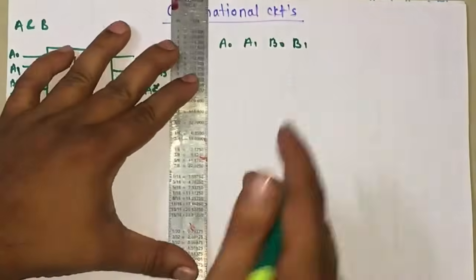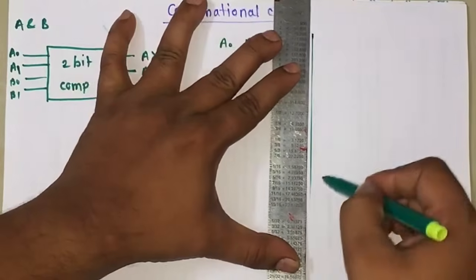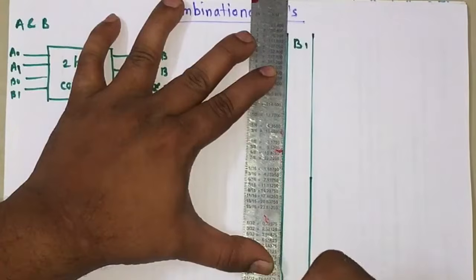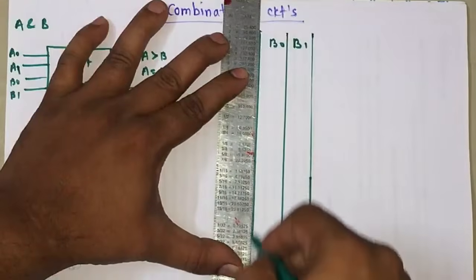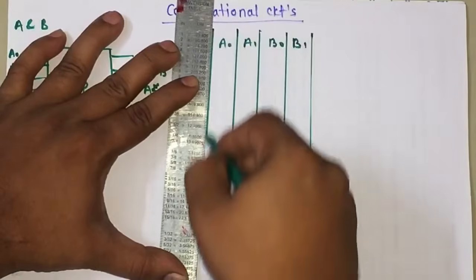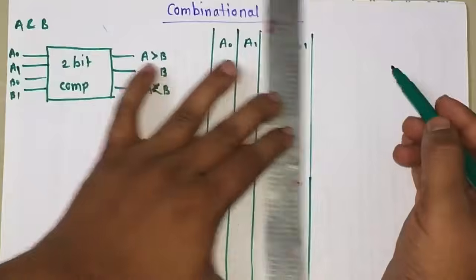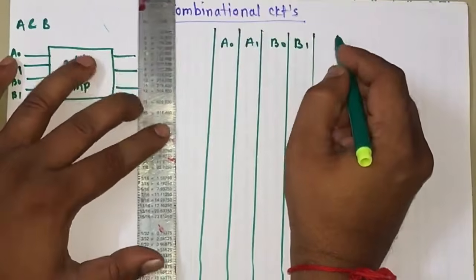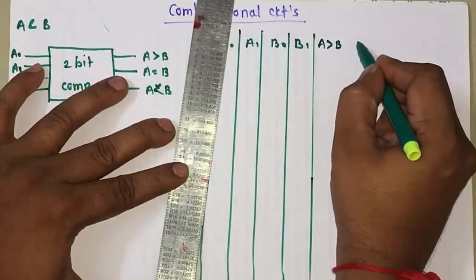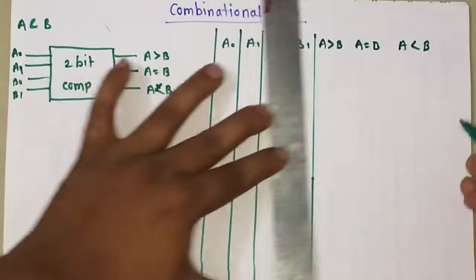Here I will draw the truth table for the 4 input variables. We will draw the table properly to avoid mistakes. Suppose here we have 3 outputs: A greater than B, A equal to B, and A less than B.